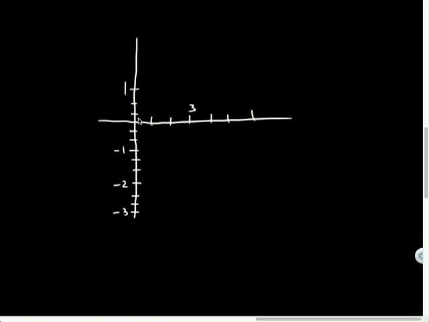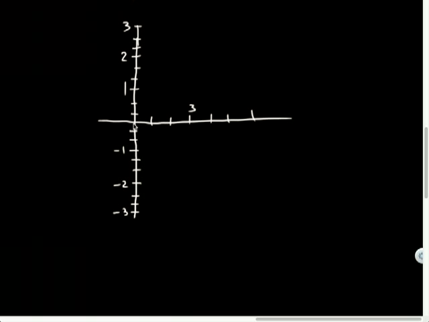I do have graph paper, kindly donated to us by France. Actually, I lied, the French teacher. Or Spain, I guess, because she also teaches Spanish. That's not even the point. Yeah, that's good enough.